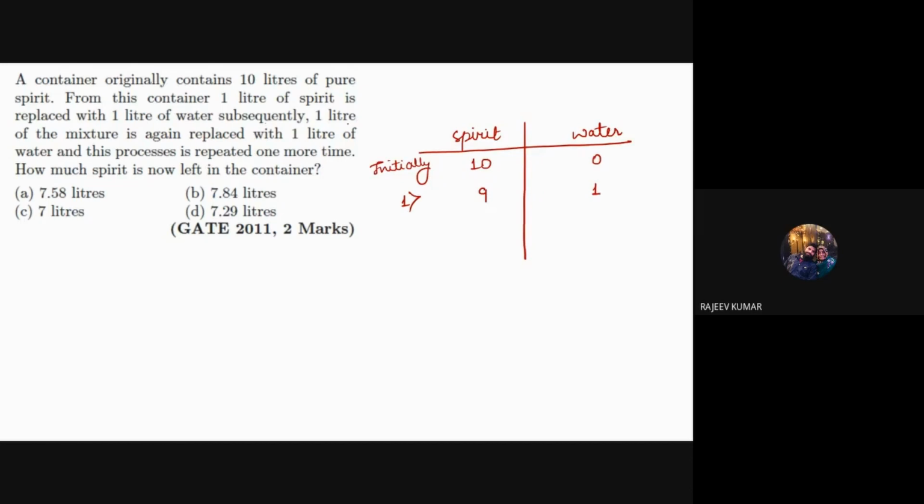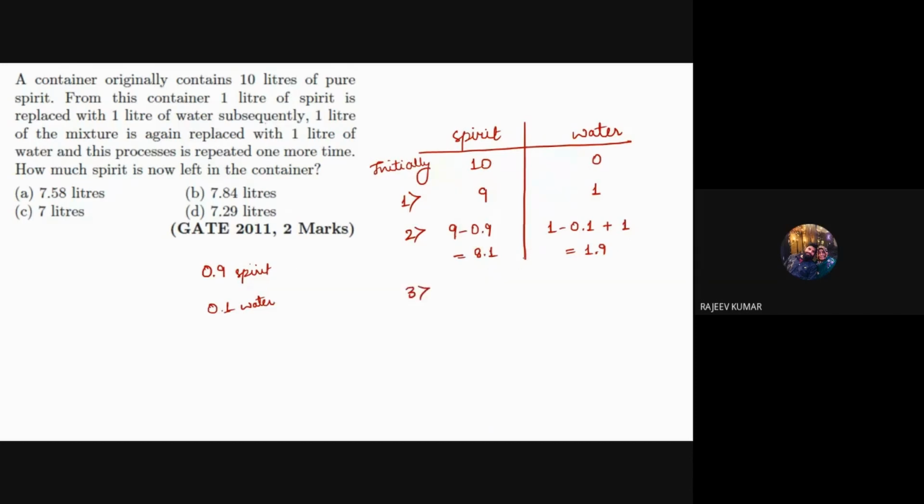Now, this is mixed properly, and then 1 liter of mixture is again replaced. Out of this 10 liters, if I'm taking 1 liter of this mixture, basically I'm going to take out 0.9 of spirit and 0.1 of water, because 90% is spirit and 10% is water. So it will become 9 minus 0.9, and this will become 1 minus 0.1 plus 1 liter of water being added. So it will become 8.1 and 1.9. A total of 10 liters again. This happens after the second iteration.